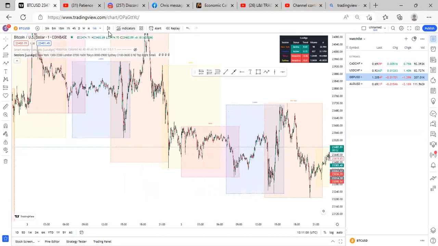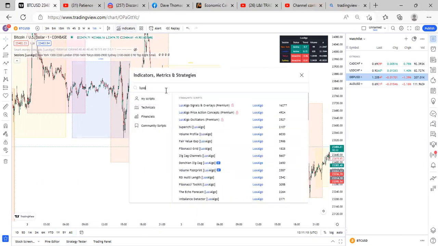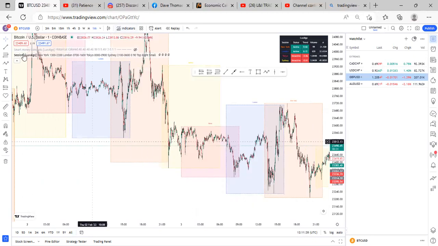So you've gone into indicators. You could possibly just type Lux Algo, and it'll bring all of their things up. Let's just have a look, see if that works. Lux Algo. Oh, they've got premium stuff as well. Look at that. Ooh, nice. But yeah, you want the Lux Algo Sessions Smart Money, and that'll give you the sessions and all the stuff.